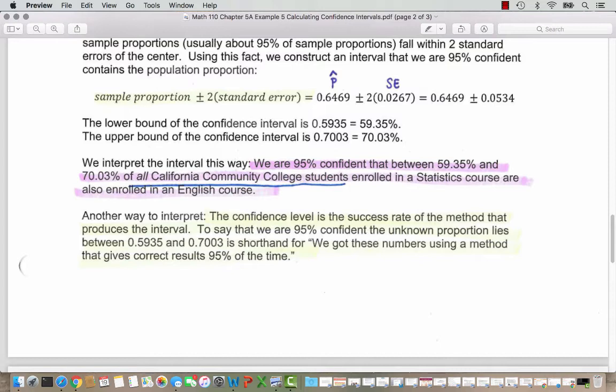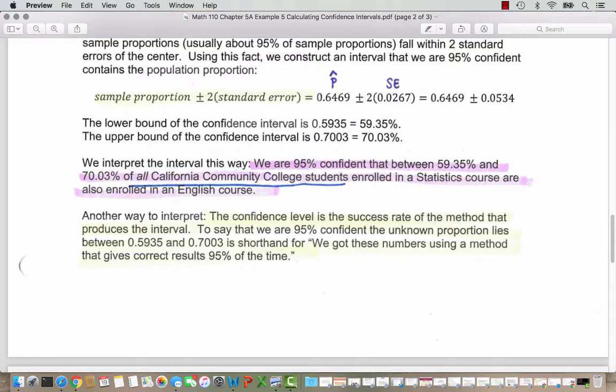You can report the population value as a percent range or as a proportion range in decimal form or fractional form. Either way is okay. You want to make sure you're predicting about the whole population. So notice I underlined here that I'm predicting about all of the California community college students. And then you want to explain what you're predicting. So in this case, we're predicting those who are enrolled in a statistics course and are also enrolled in an English course. Down here, highlighted in yellow, is another way that we can interpret it.